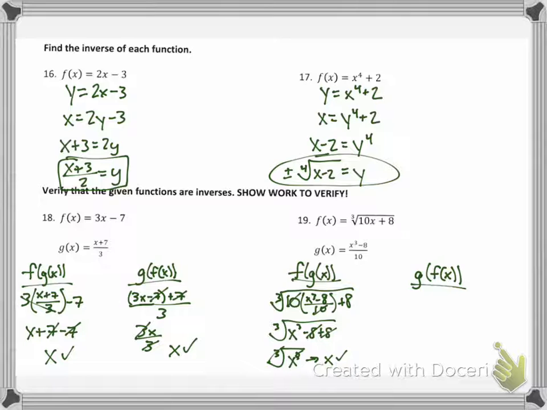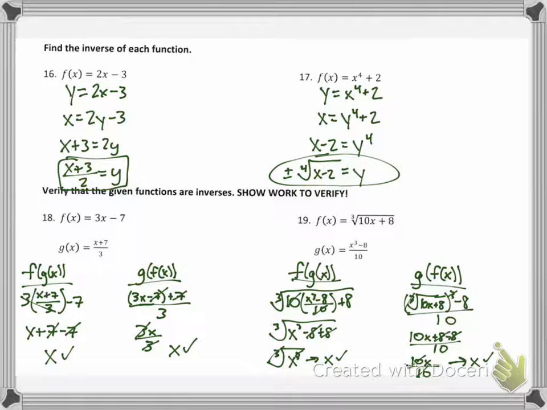That means I've verified at least that direction. Now I'm going to go the other way, where the f is going to get plugged in for g. So we'll have the cubed root of 10x plus 8 cubed minus 8 over 10. Cubed root and cubed cancel each other out, so I'm left with 10x plus 8 minus 8 over 10. 8 and negative 8 cancel, so I'm left with 10x over 10. 10s on top of each other cancel. That leaves me with an x left over.